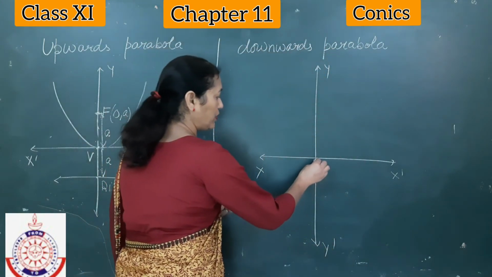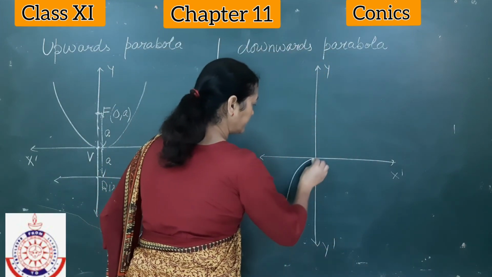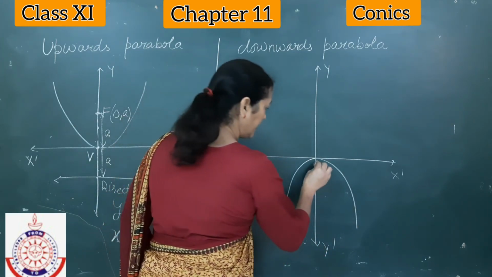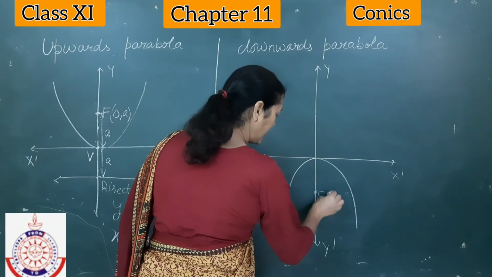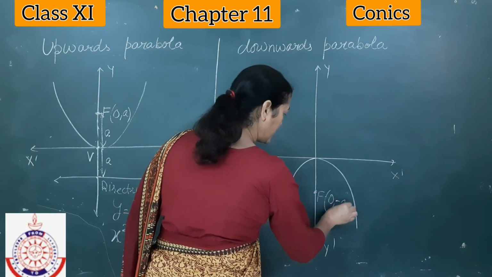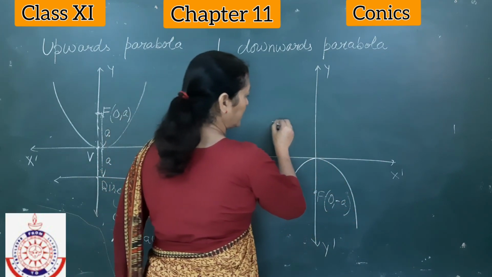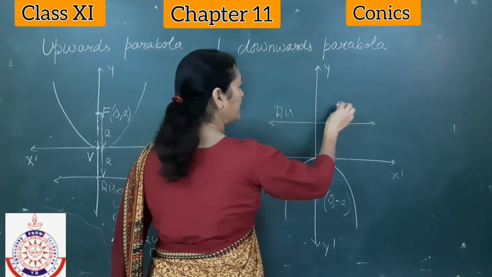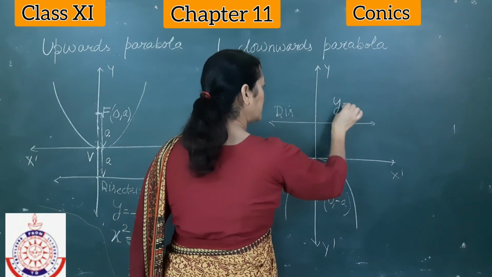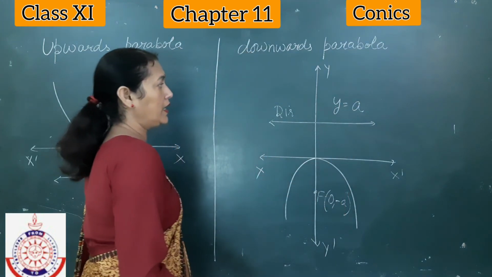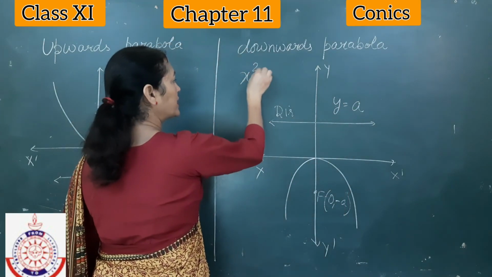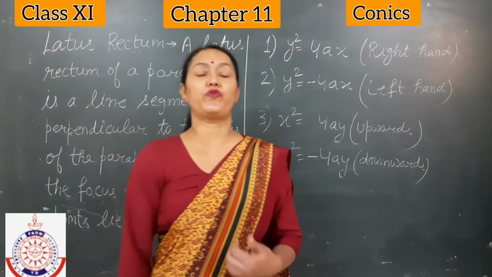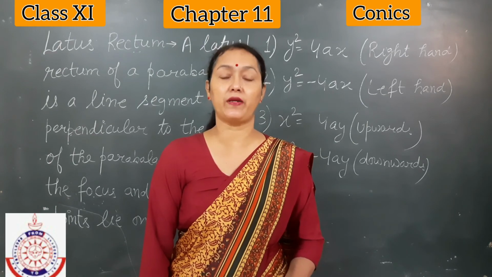In the same way, if the parabola is formed in the downward direction along the y-axis, the focus will have coordinates (0, minus a). The equation of the directrix will be y equals a, and the equation of the parabola will be x square equals minus 4ay. So what we have learned is that we have four types of parabolas.